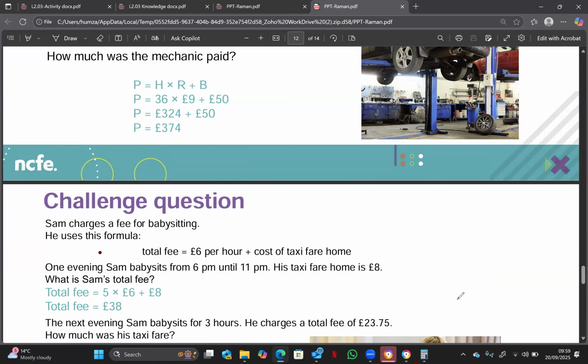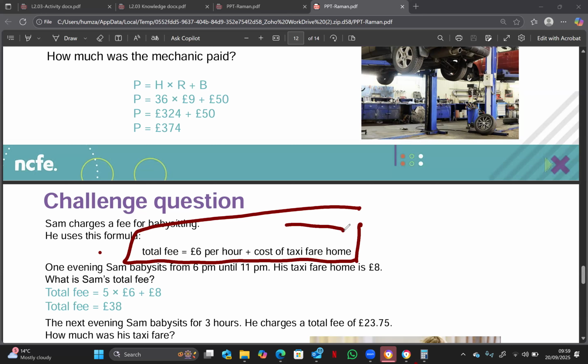The next evening, Sam babysits for 3 hours. He charges a total fee of £23.75. What was his taxi fare home? So what would we do to work out the taxi fare here? You need to look at this formula. How do we make the taxi fare home the subject? Sorry, let me cross that out so you can see it. How would we work out the taxi fare home?